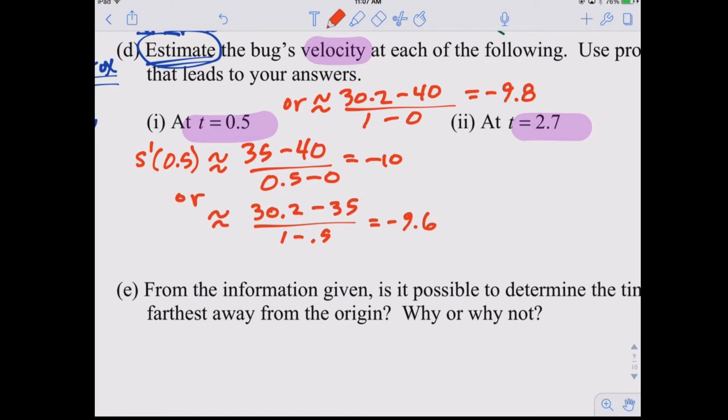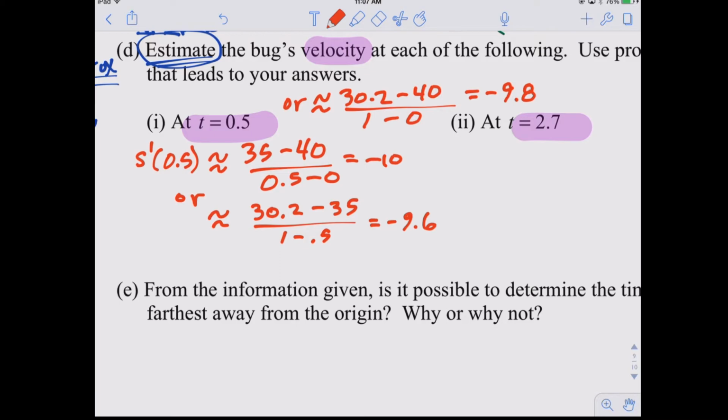Three different ways to calculate it. Here's where the squiggles come in. If you're trying to approximate the slope at 0.5, that's the derivative of s. So you need to put s prime of 0.5, and then that's where the squiggles would come, the approximation symbol, because now it's only approximated by the slope of the secant line.